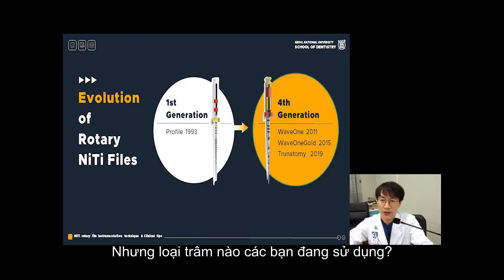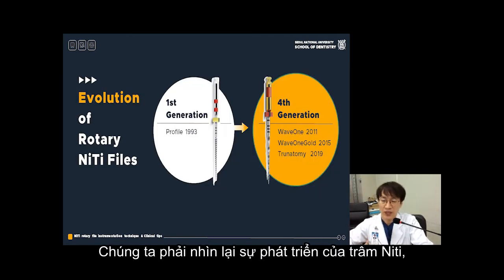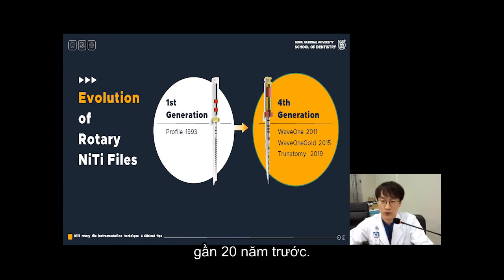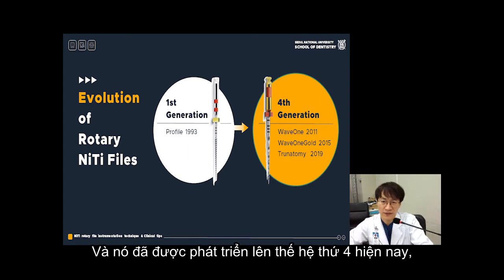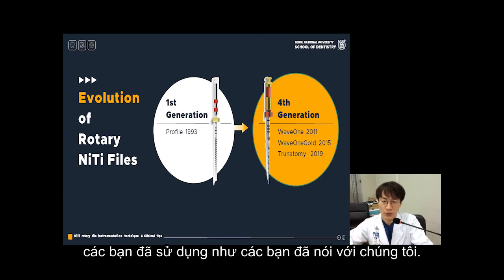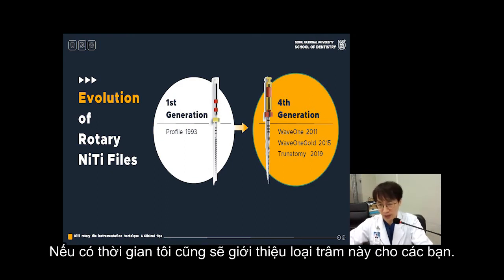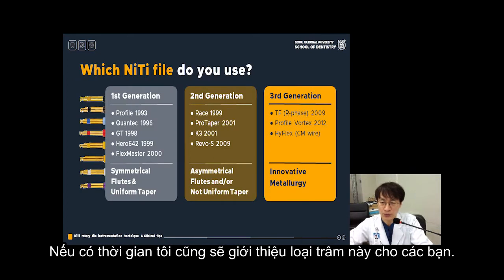But what kind of file do you use? We have to take a look at the evolution of the nickel titanium file. It started in 1993, and I also started to use nickel titanium files in 1999. It was almost 20 years ago, and it has evolved to the fourth generation today, up to WaveOne Gold. And these days a new type of file, True Anatomy, has been introduced. So if I have time, I'm going to introduce this type of file to you too.